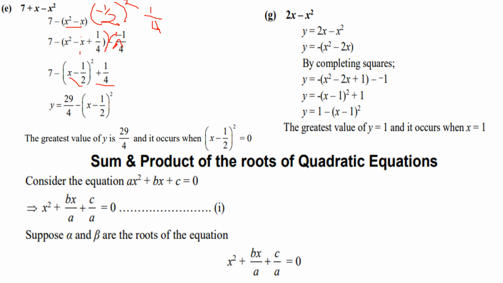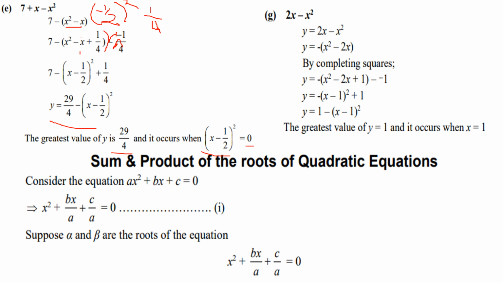So proceeding, rearranging, we shall have 7 minus this perfect square, then plus a quarter. Then 7 plus a quarter, you're going to get 29 out of 4. Then minus your square bracket of x minus a half. So the greatest value occurs when the square bracket is equal to 0. So that means that the greatest value of y is going to be equal to 29 over 4. And it occurs when our squared bracket is equal to 0.